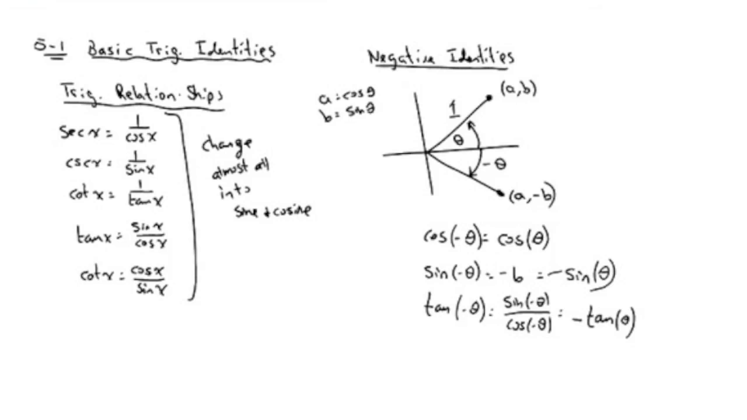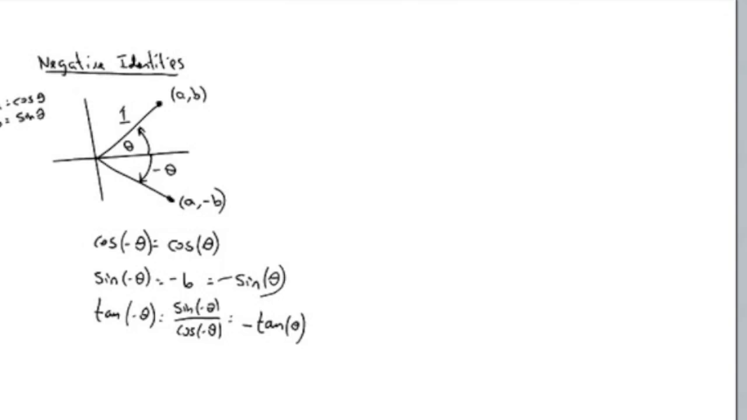Negative identities. Either memorize them or figure out the picture. It's not that hard. So, do we need to know the sine of negative theta over cosine of negative theta? Well, tangent of negative theta is equal to negative tangent of theta. I used these two to come up with this identity.